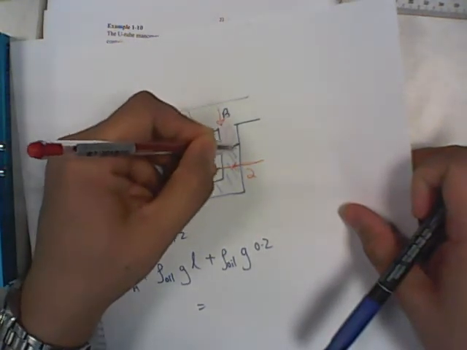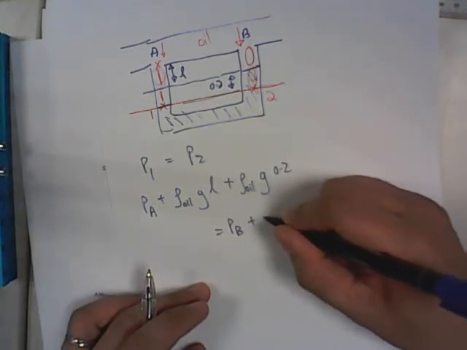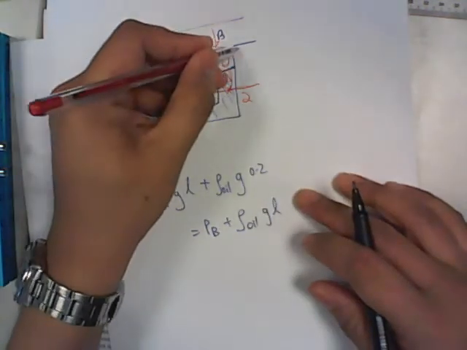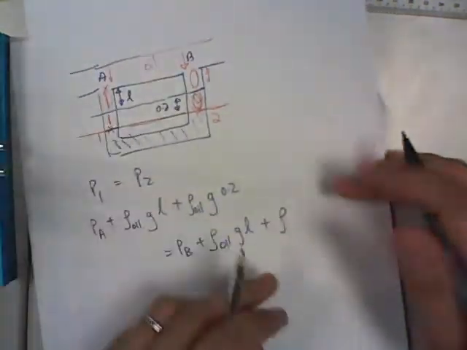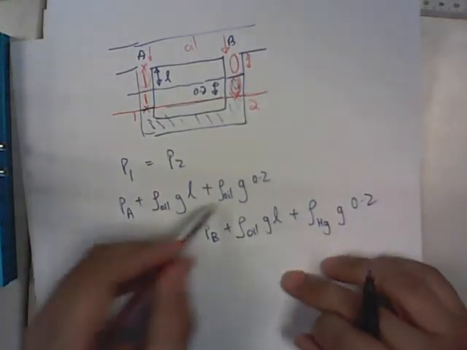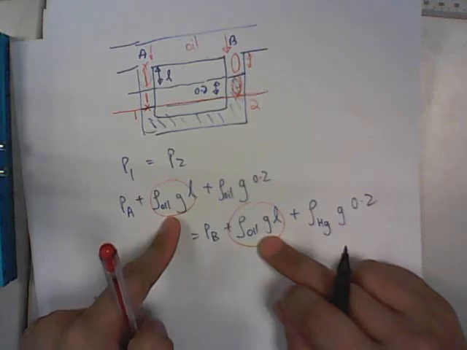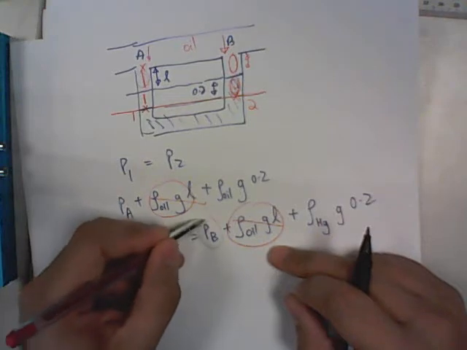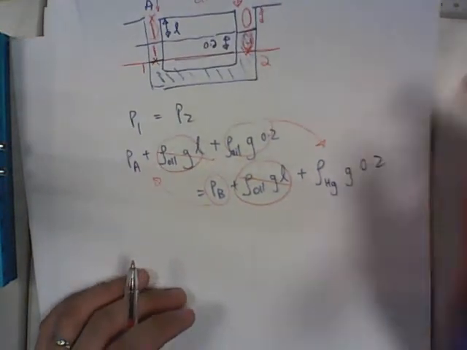P2 is basically the pressure at B plus these two columns, the top column and the bottom column. PB plus rho oil GL, right? This top column over here, plus rho, this time the bottom column is not oil but mercury, G 0.2. Okay, so this is the equation. And straight away you can see that this term and this term are the same and they can be eliminated.